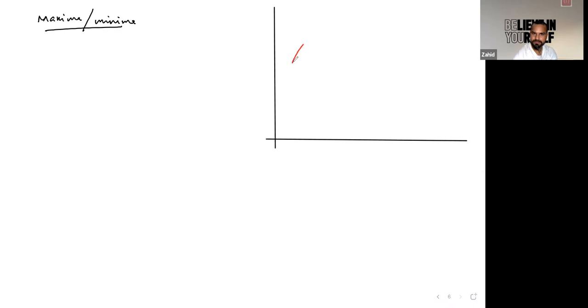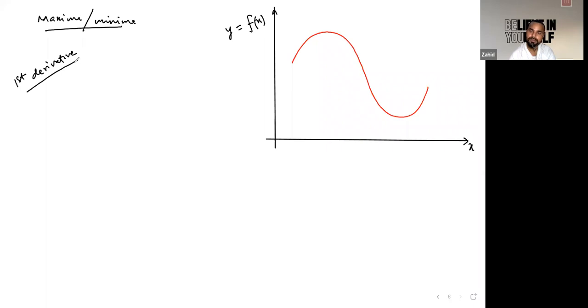Suppose you have a curve like this. This is your y, which may be written as f(x), and this is your x. If you differentiate this particular y one time, we can call it the first derivative. First derivative means differentiation of that particular function just one time. So it will be written as dy over dx.